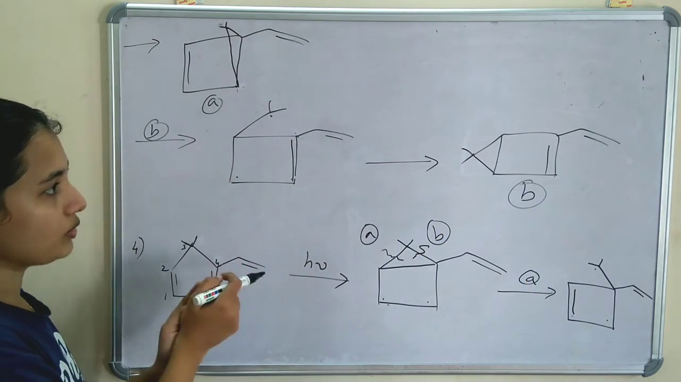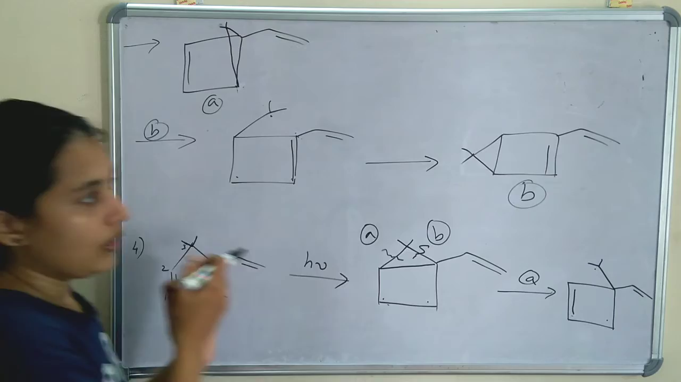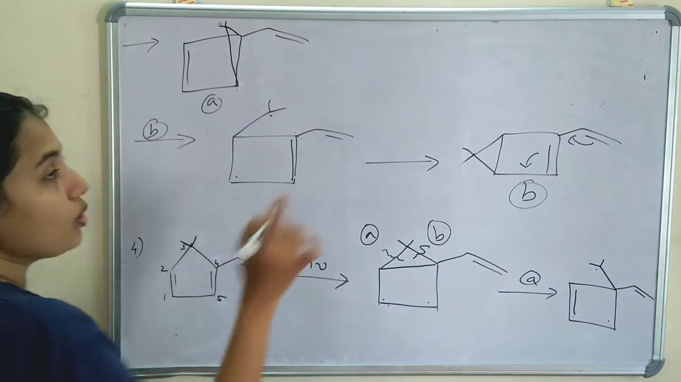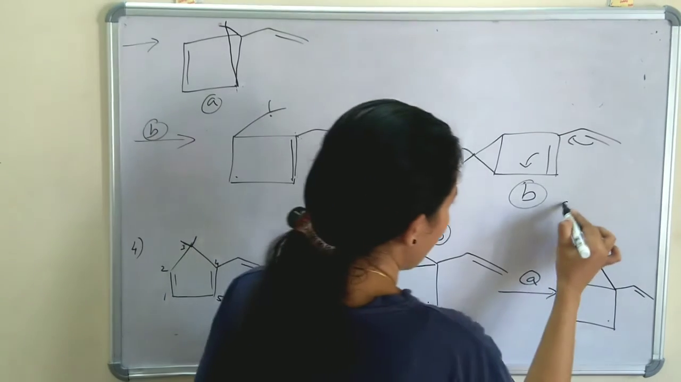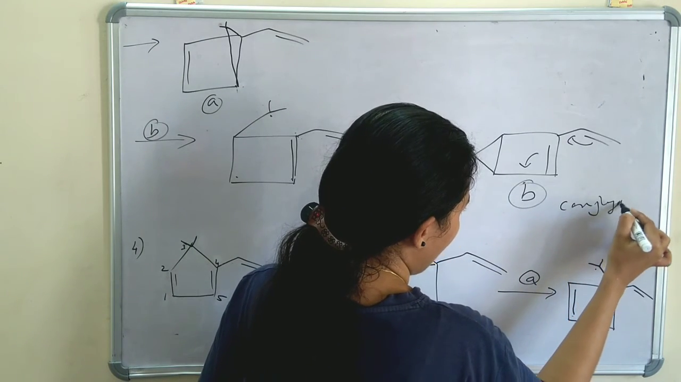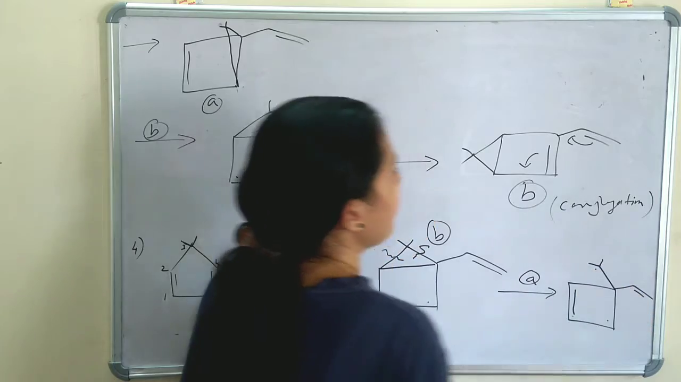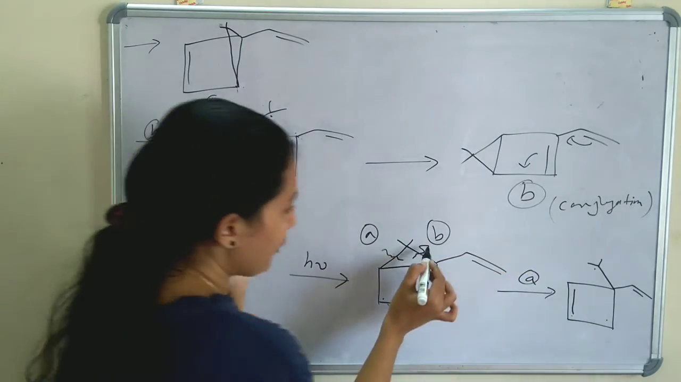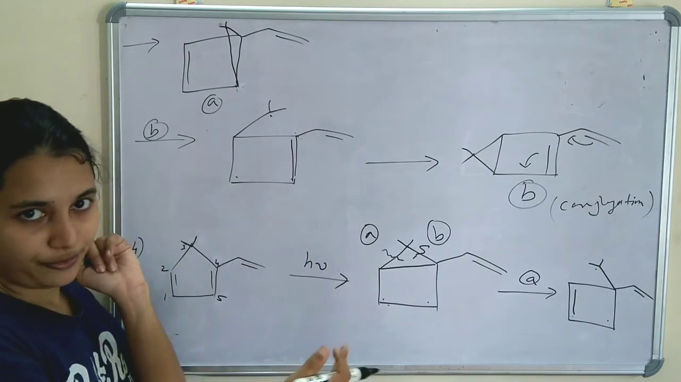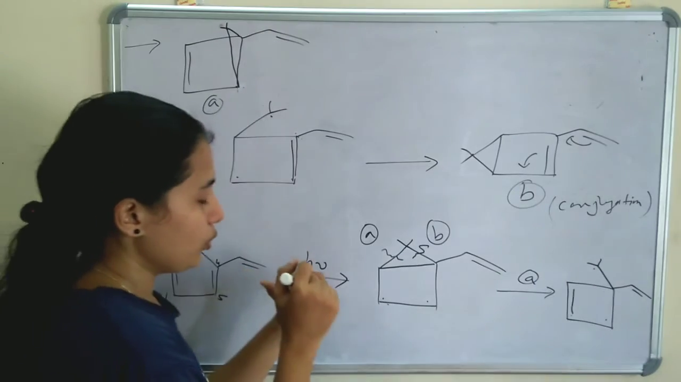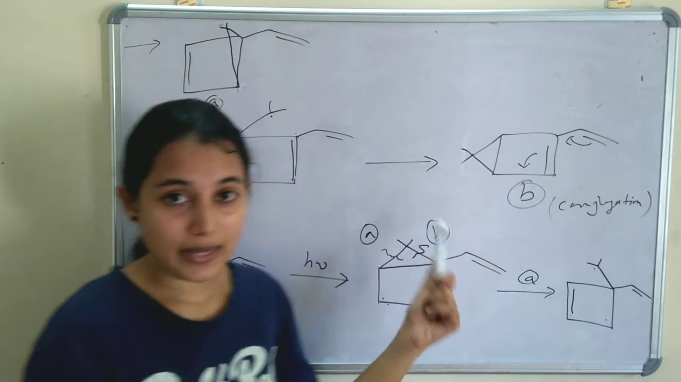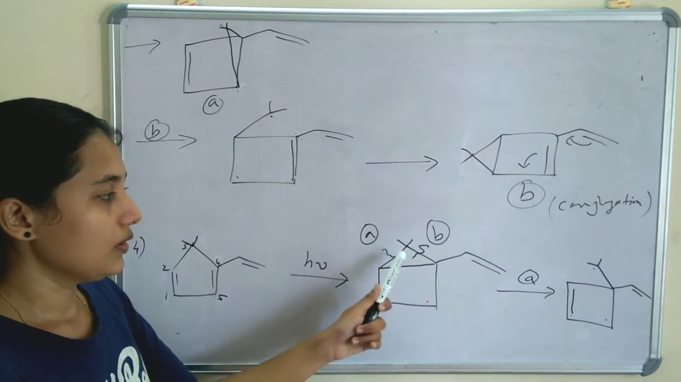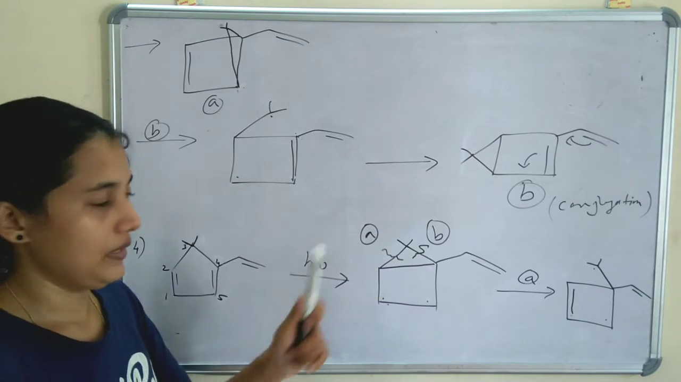Now you have to look at the stability of these two products. Here conjugation is possible. Here there is no conjugation. So we will prefer conjugation. So this B product will be the major product. So cleavage of B is preferred in this example. So you have to look at the stability of the products. The conjugation is present. So we will cleave the bond B.